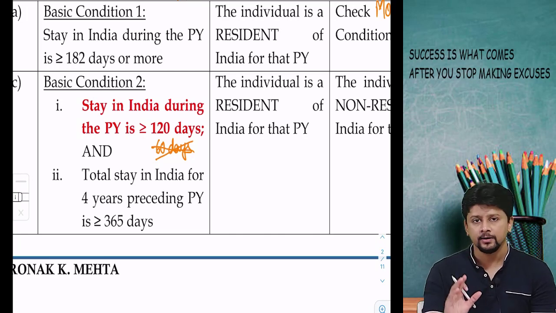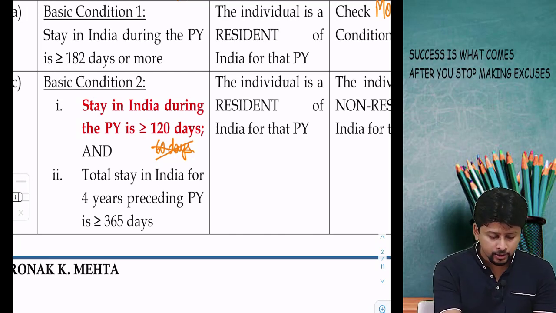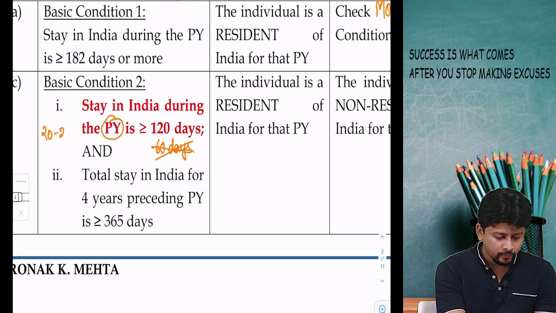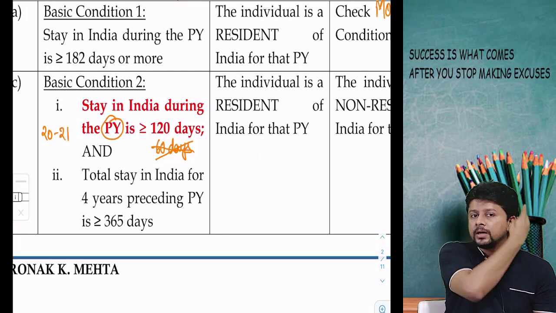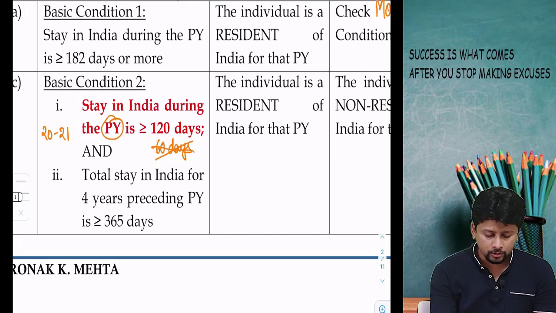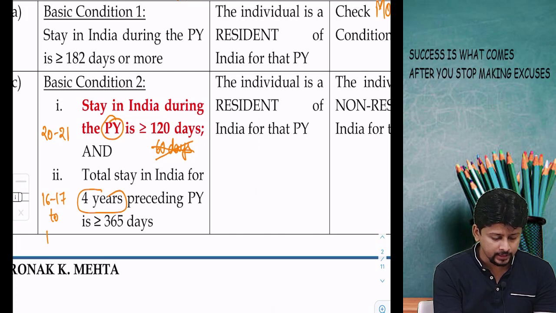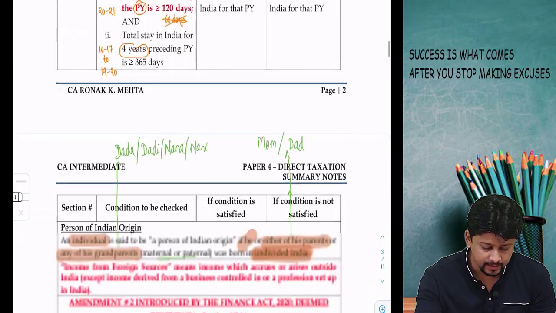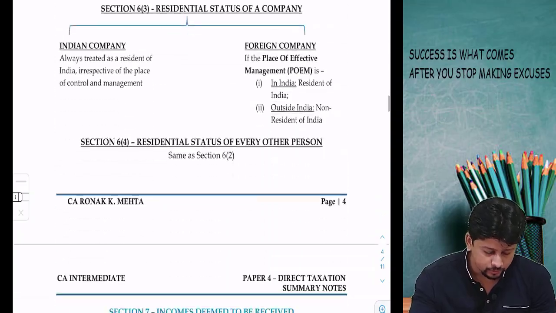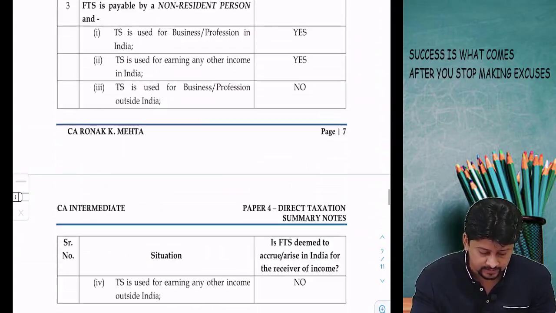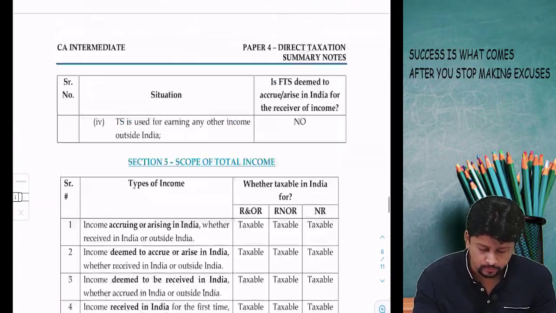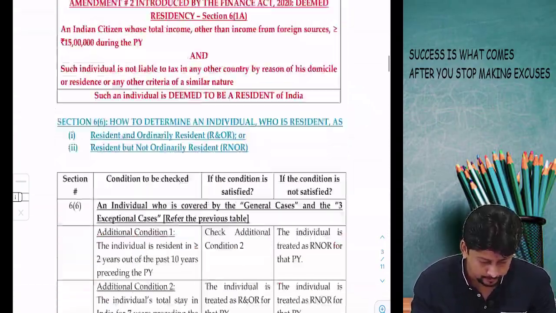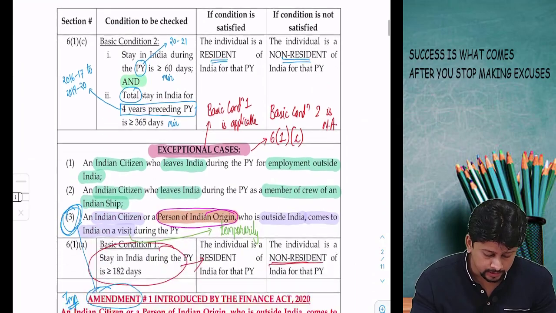So the whole condition now is your stay in India during the year 2021 should be minimum 120 days, and your total stay in India for those 4 years, which means starting from 16-17 going on up to 19-20, should be minimum 365 days. Basic condition 1 does not have any difference, no change at all. And so if I have to put up something as a summary, I could think something like this.